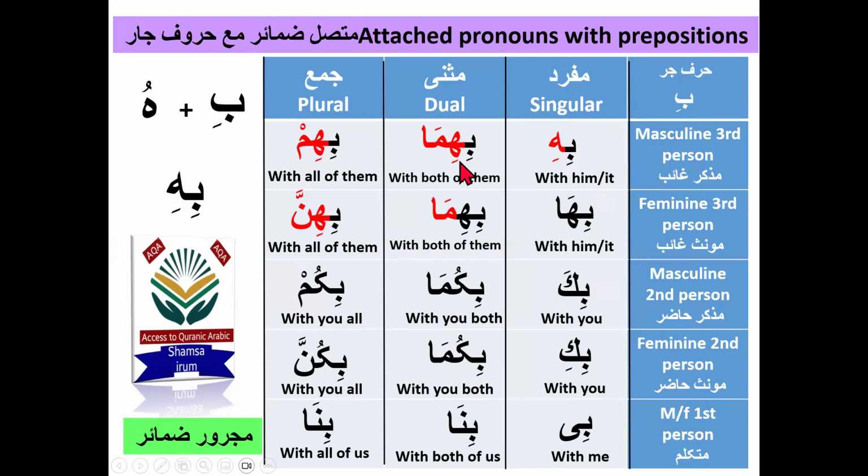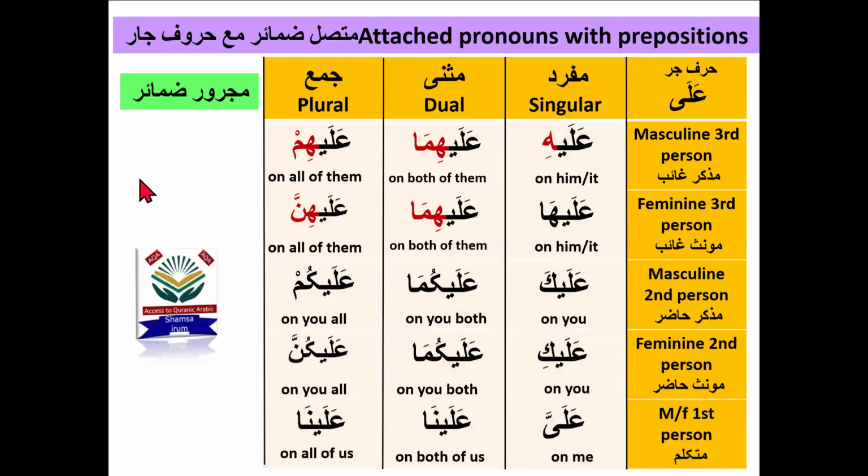Okay, so now bihi, bihima, bihim, bihinna. I hope you understand now why there is kasra on the ha. So what is the reason? Just repeat with me now. That hu will convert into hi. Why? Because there is kasra before it. Okay, hu converts into hi because there is kasra before it.